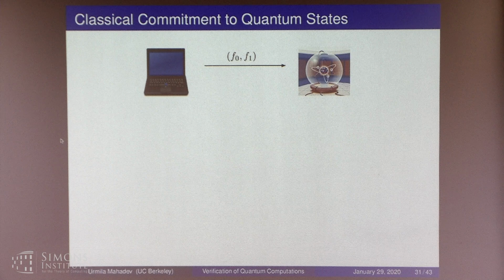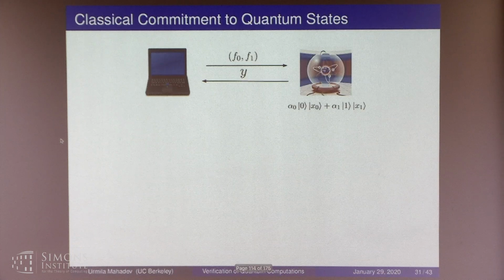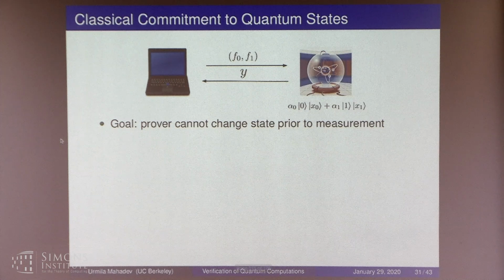and so what I've said so far is that all the commitment protocol is the verifier sending over a TCF pair, the prover entangling the state that he wants to commit to with the claw and sending over the image Y to the verifier. Now, remember, the goal was that the prover should not be able to change his state prior to measurement. So once he's committed to his state, if the verifier asks him for a measurement result, he has to measure that committed state.